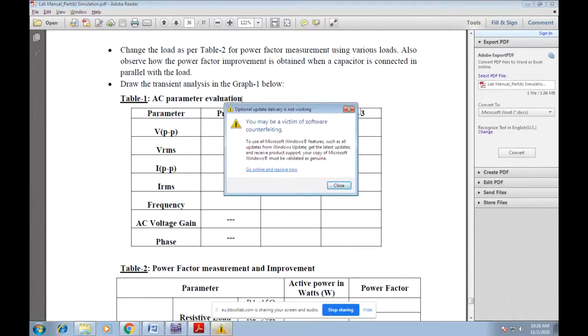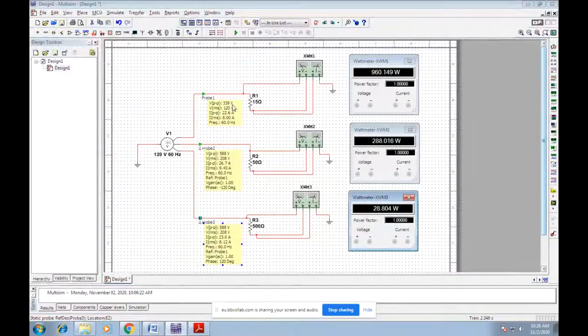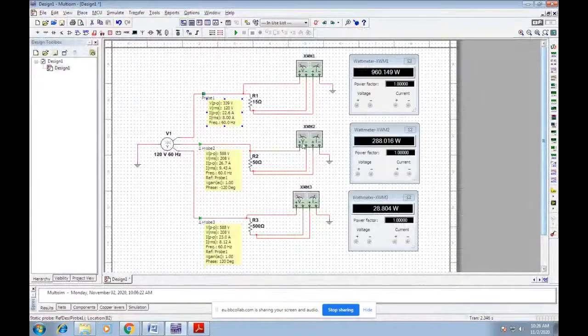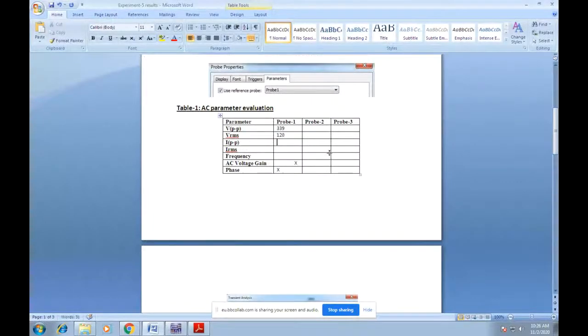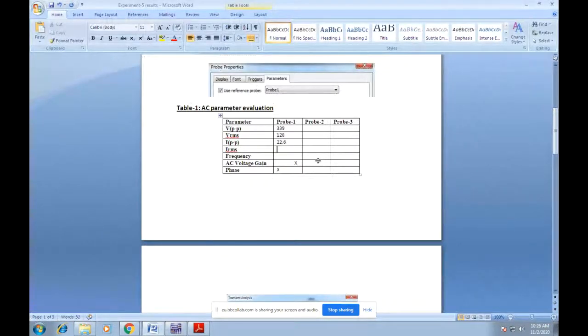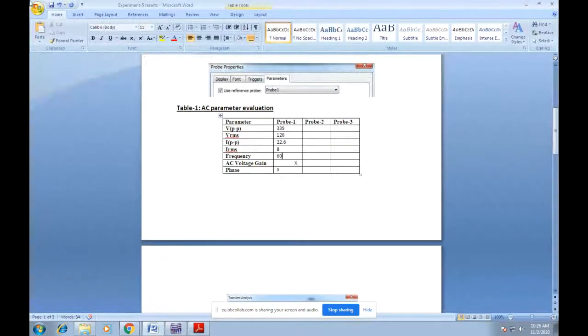Okay, and for example, let me edit it here for you. So for probe 1, what is the peak to peak value? Peak to peak value is 339 volts. So you have to write 339 volts. Okay. What is the RMS value? 120. So write 120. And peak to peak current is 22.6. So write 22.6. Then RMS current is 8. Okay. And frequency is 60. This is for probe 1. Okay.